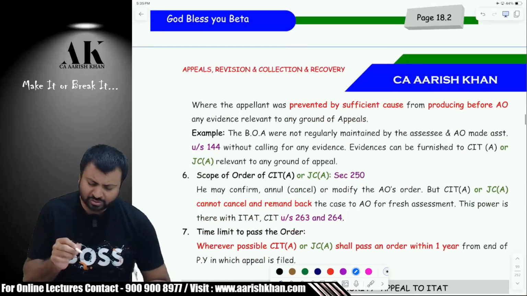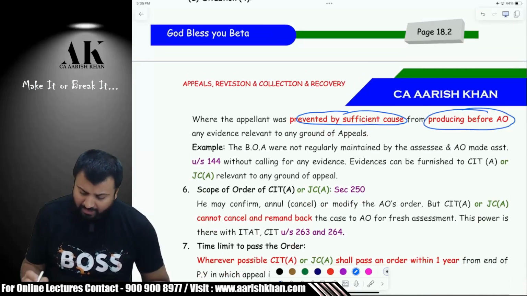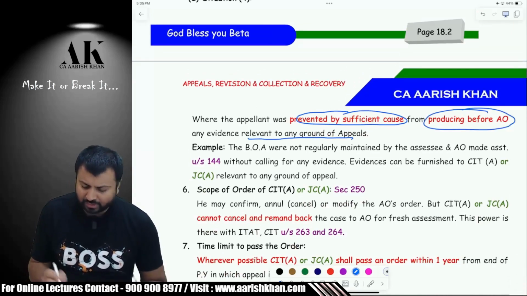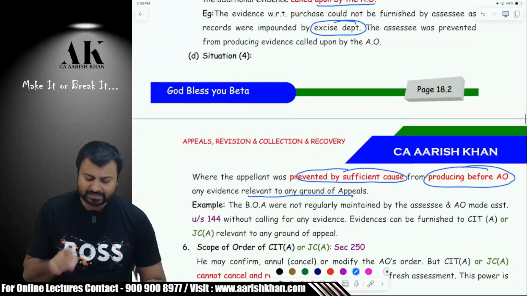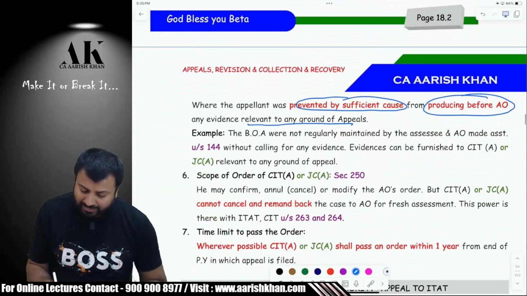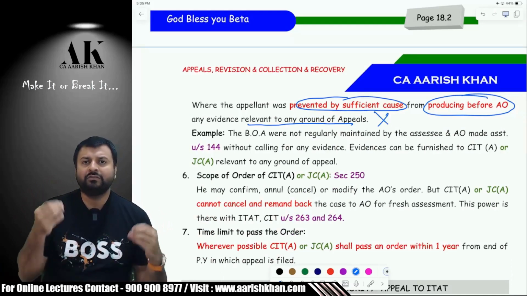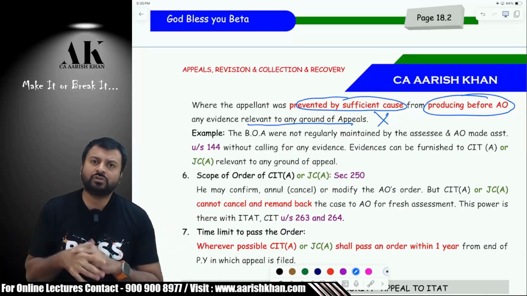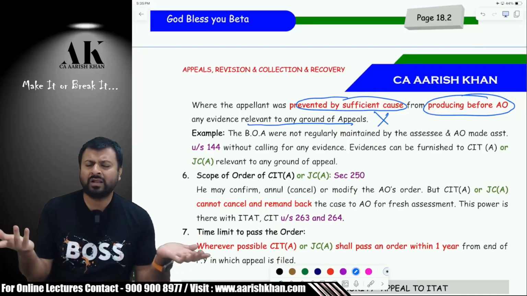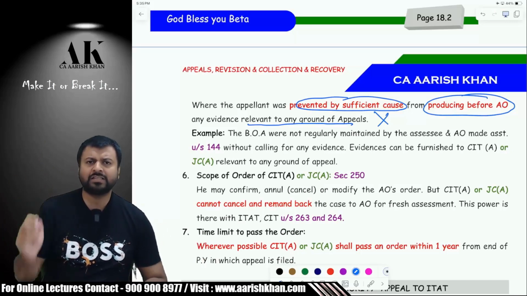And the fourth one is also similar. Again, you are prevented by sufficient cause from producing before the AO any evidence on any grounds of appeal. What is the difference between this and the third point? In the third point, the AO was calling, and in the fourth point, the AO has not called for it. For example, the AO has passed an order under 144 without giving you an opportunity, without giving you a show cause notice. You can tell the AO, you pass the order, I will go to CIT appeal, I will appeal it, and I will take the advantage of additional evidence in front of the CIT appeal.